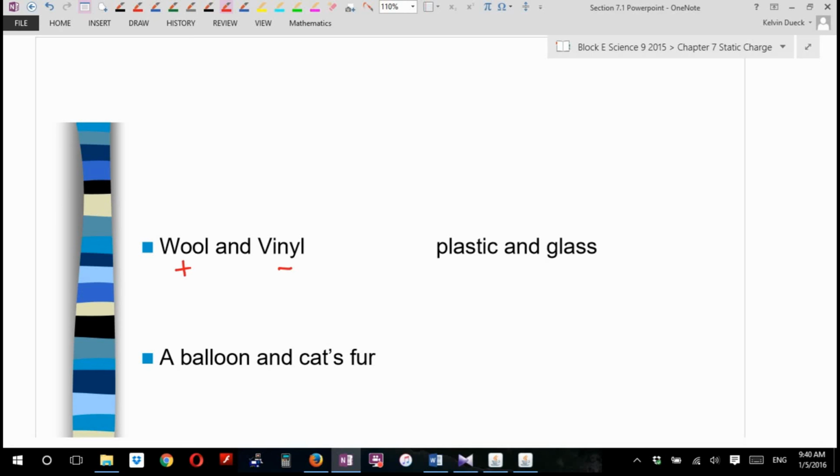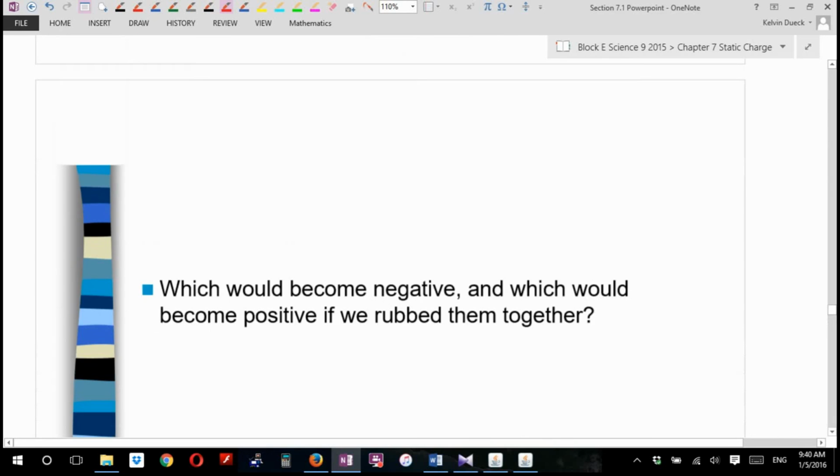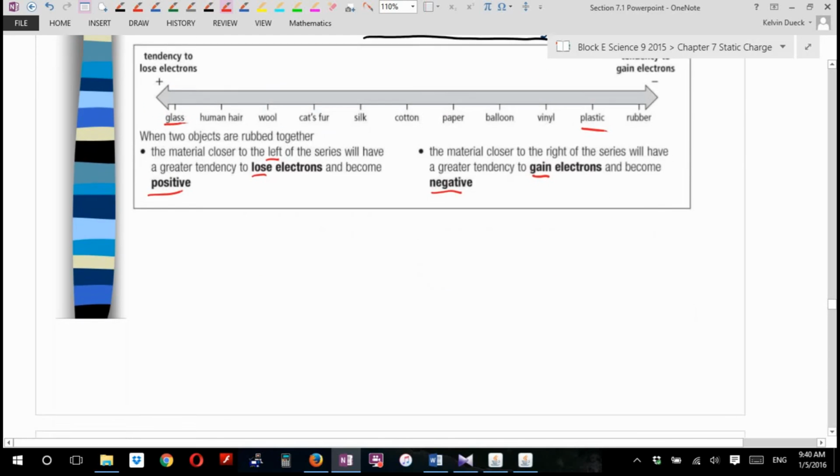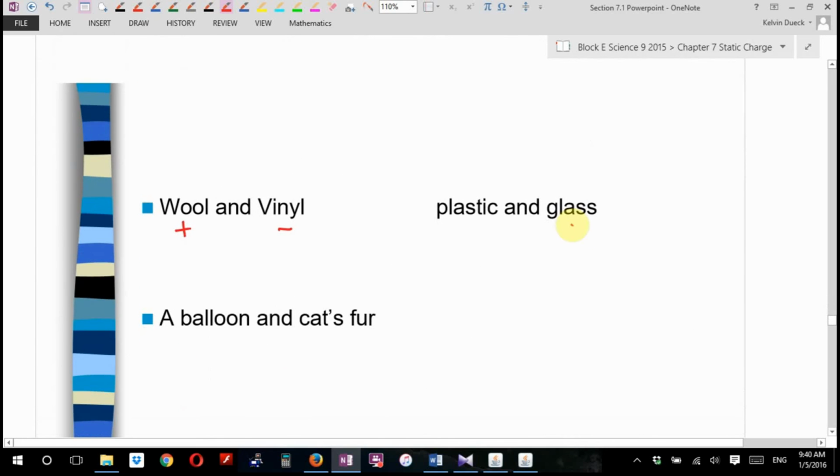What about plastic and glass? Let's go see. Here's plastic. Here's glass. So the glass is very willing to lose electrons, which means it'll become positive. The plastic will become negative. This is why, by the way, if you rub a balloon to your hair, not only will it stick very well to the wall, it'll stick great to a window on a cold day as well. Or this is why on a dry, staticky day, you may even see the curtains getting sucked in. Okay? What about a balloon and cat's fur?